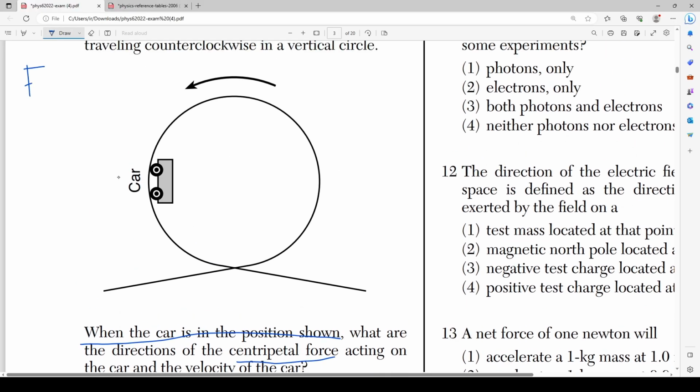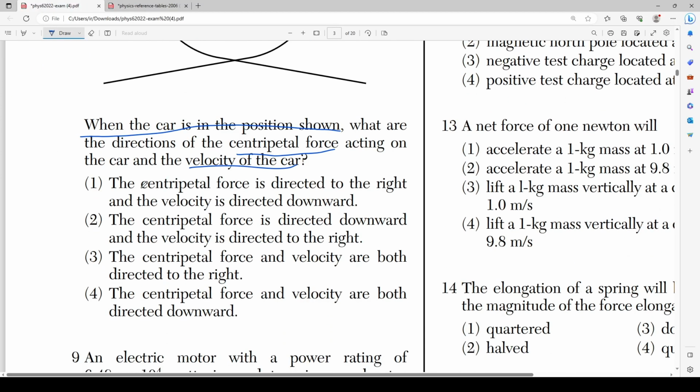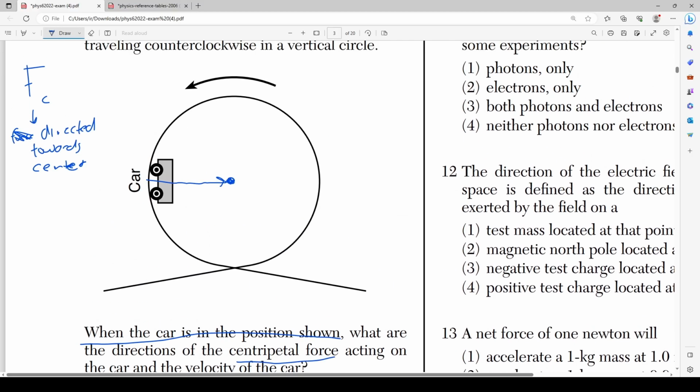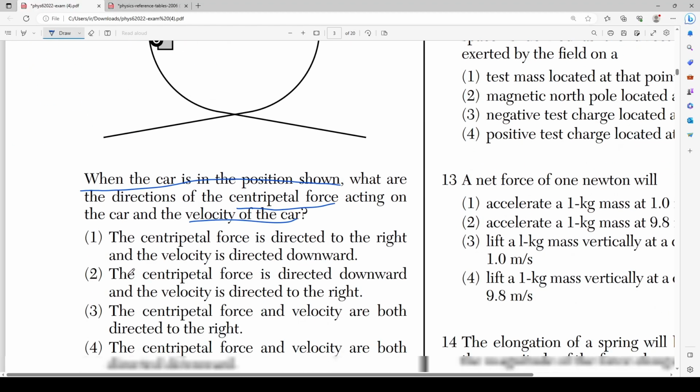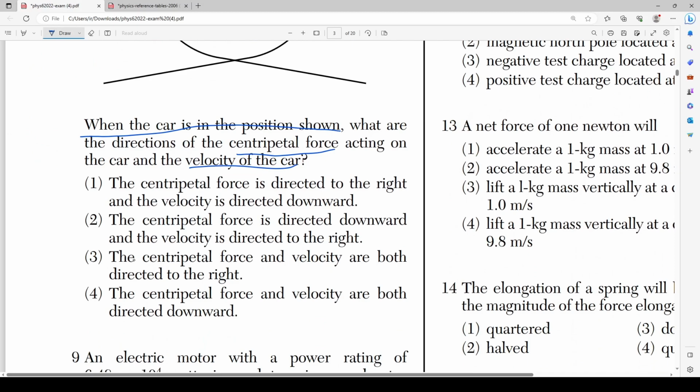Well, centripetal force, or FC, is always going to be pointed to the center of the circular path, right? So this is directed towards the center. In this case, the center is to the right, so the FC is going to be directed to the right. So let's look at a choice that says that. We could eliminate choice number 2 and 4, because both of them say that it's directed not to the right.